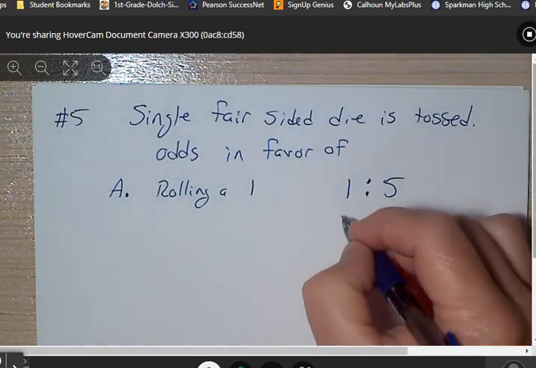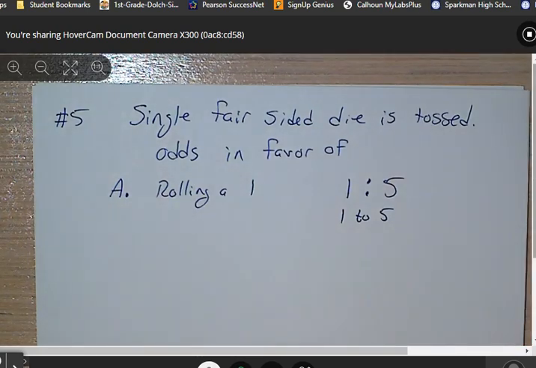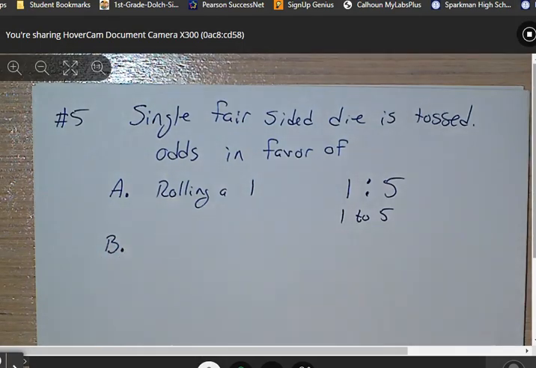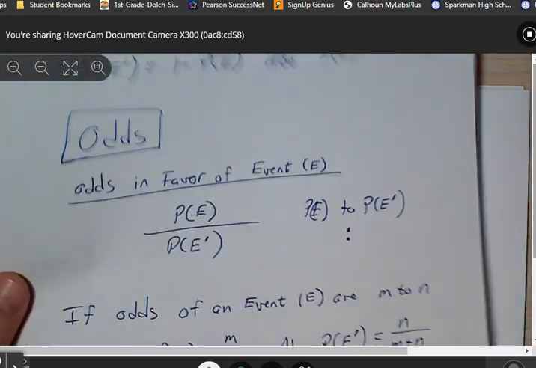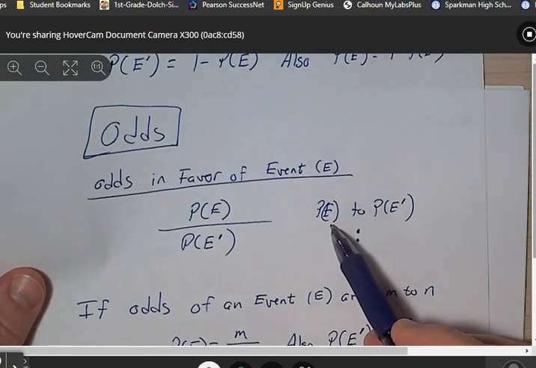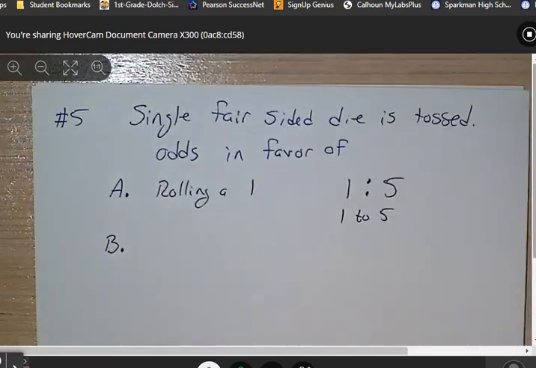And again, I think sometimes they may also use the word "to" in the middle, but either one of those would be fine. Okay, and that's one where, again, we talk about the odds. That's where you're talking about the probability of the event, and then everything that's not in that event. So there's one way to get a 1, and then there's 5 ways that you can get something other than a 1 for this one.